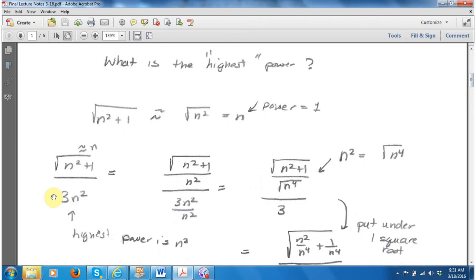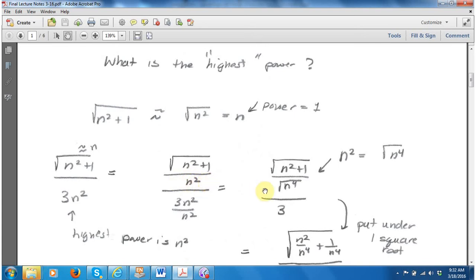On the bottom, however, I have a 3n squared, so that tells me that the highest power is actually n squared. It's the 2. So I'm going to go through and divide everything through by n squared. The bottom's okay, the n squareds cancel, and I get 3. The top is again a little tricky. I have a square root of this n squared plus 1, and I have this n squared on the bottom. How do I combine this or reduce, which is the next step?